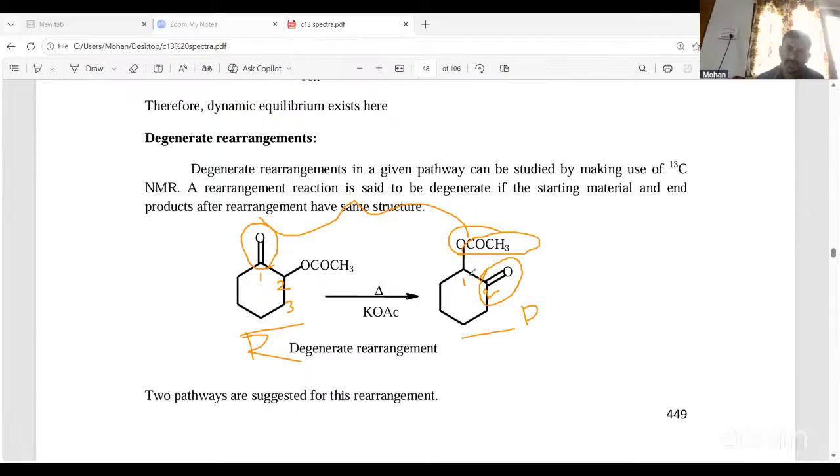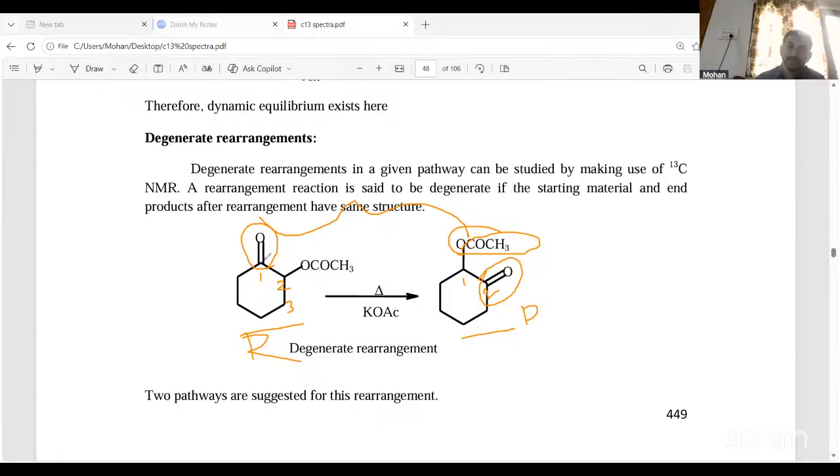After the rearrangement reaction, C1 becomes an ester and C2 becomes a ketone. In the reactant, C1 is a ketone, C2 is an ester. In the product, C1 is an ester, C2 is a ketone. That means what is happening? The position of the functional group is changed. The exchange of the position of the functional groups is taking place here.